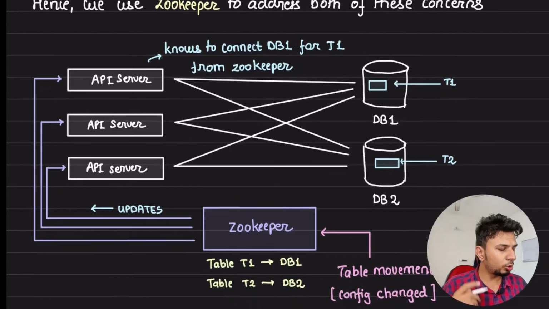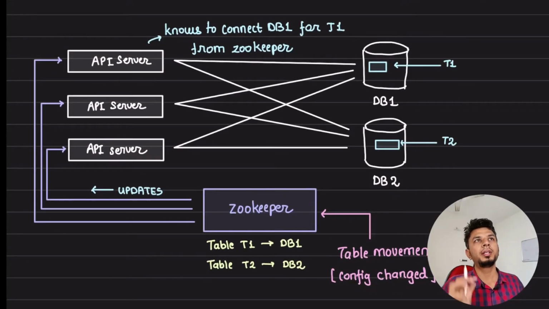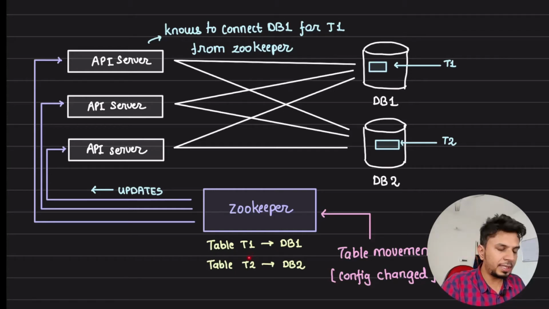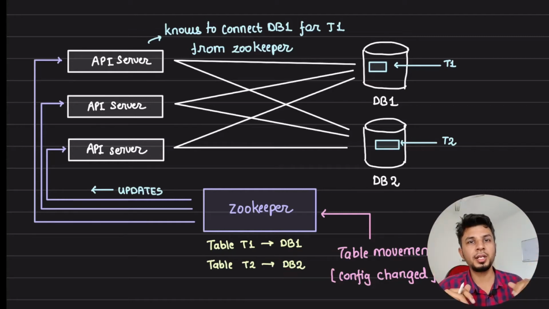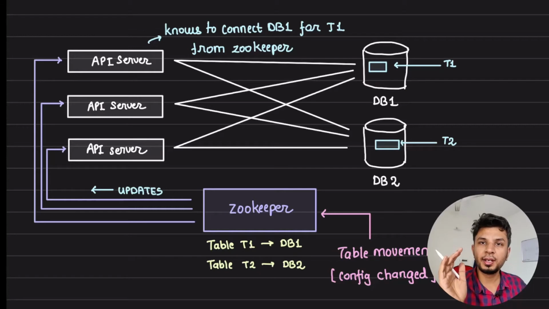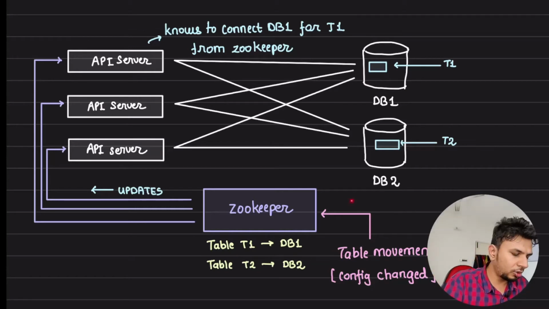So what Zookeeper would do is it would hold the meta information. Meta information like table T1 is present on database 1, table T2 is present on database 2. Right? Something around that, it would hold this information. And if anyone changes the configuration on Zookeeper, Zookeeper will proactively send updates to all the three API servers.